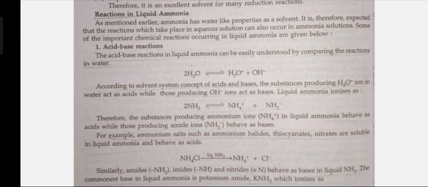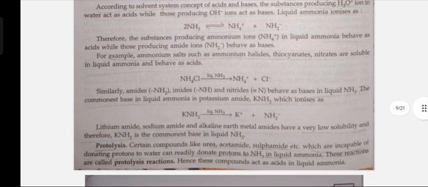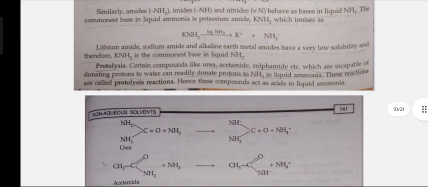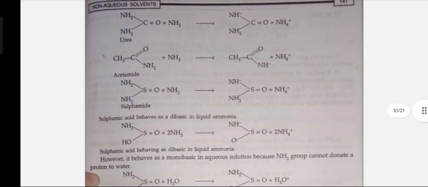Reactions in liquid ammonia. Acid-base reactions. The acid-base reactions in liquid ammonia can be understood by comparing them with the reactions in water. Protolysis. Certain compounds like urea, acetamide, and sulfamide, which are incapable of donating protons to water, can readily donate protons to ammonia in liquid ammonia. These reactions are called protolysis reactions. Hence, these compounds can act as acids in liquid ammonia.